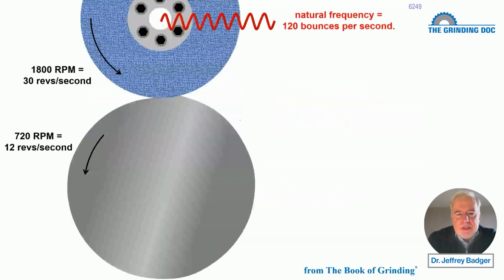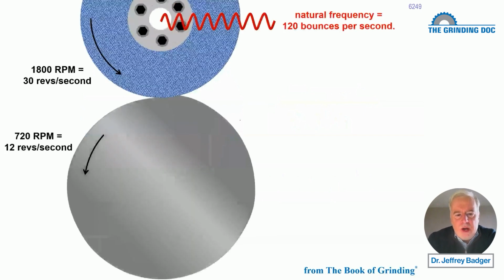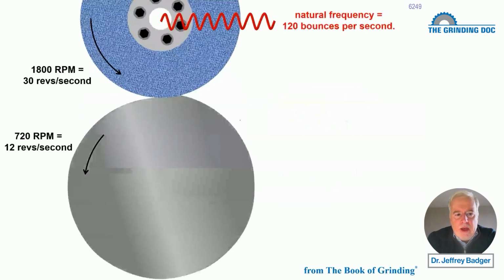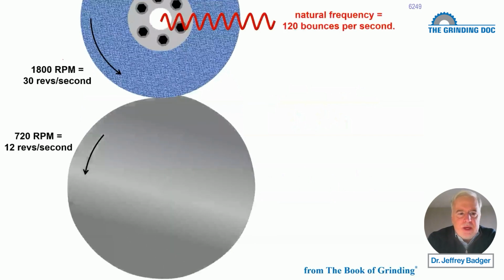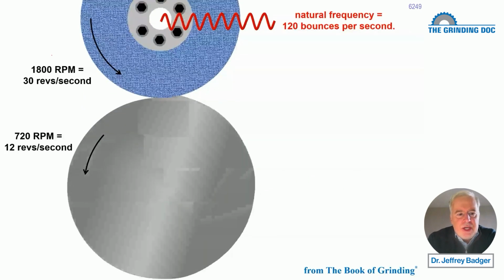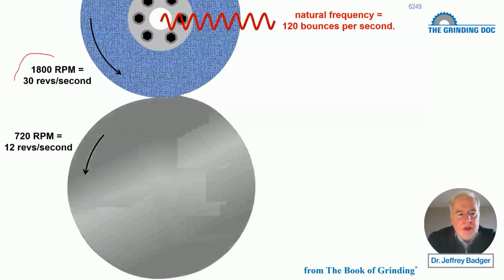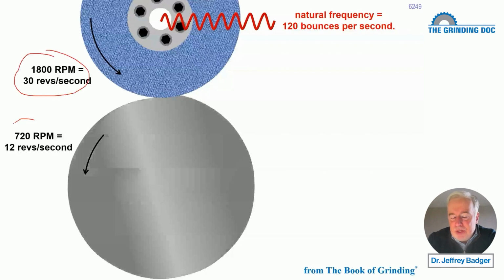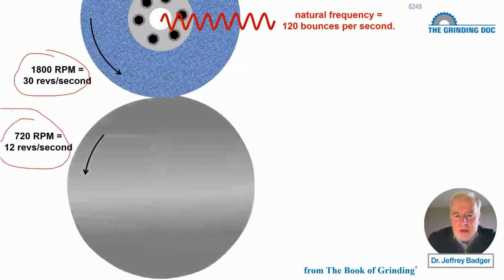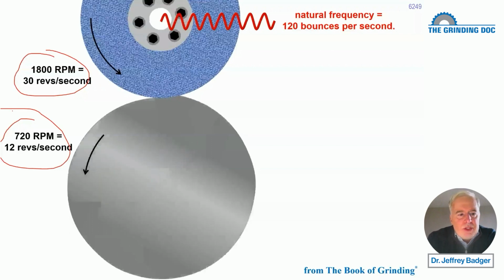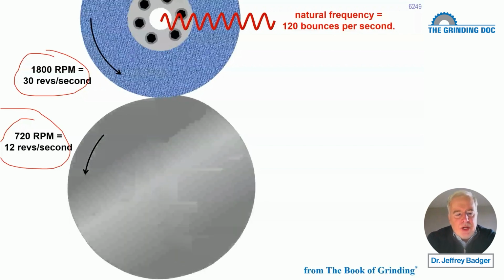Now, here's what happens in grinding. So now we're grinding away. We're doing cylindrical OD grinding. And we chose some values here just to make it a little easier to visualize. So let's say my wheel is going at 1800 RPM. And my workpiece is 720. That's pretty high for a workpiece RPM, but it makes it easier to visualize if we choose numbers like these. So that's 1800 and that's 720.